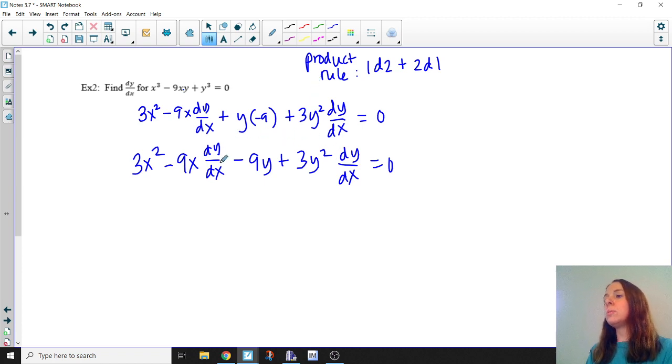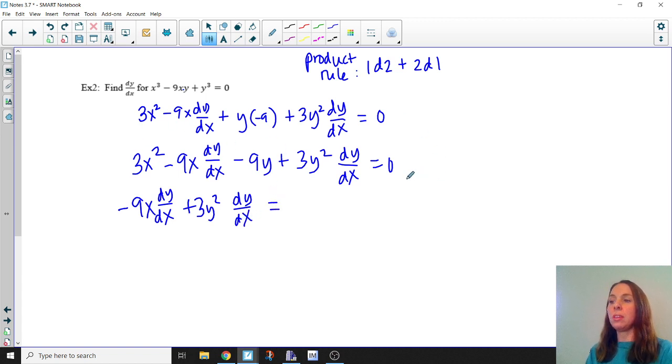Okay, now what we need to do here is we have two terms that have a dy over dx in them, and so I want to pair those together and factor that dy dx out. And when I'm doing that, I might as well move the terms that don't have a dy dx in them to the other side because they're going to need to go over there anyway. I just call this rearranging my terms. I want to keep the negative 9x dy over dx term, and I want to keep the plus 3y squared dy over dx term. I want the other terms to go to the other side. I can add the 9y over and subtract the 3x squared over to get them there.